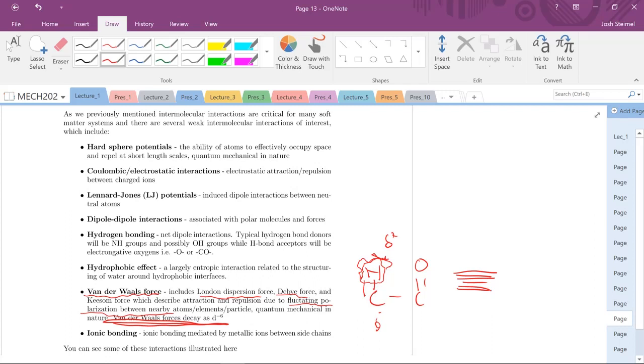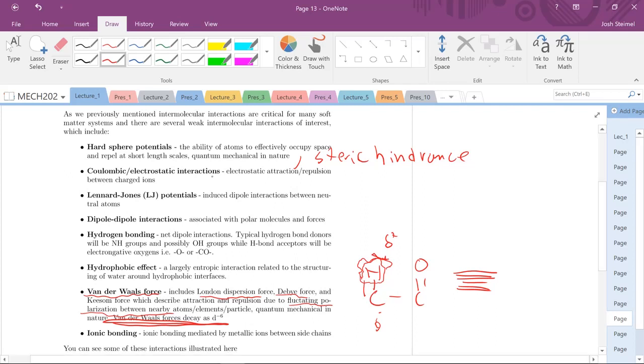Hard sphere potentials, again, repel at short distances. You can think of this as steric hindrance. So there are interactions between particles. We don't want to occupy each other's space, so they could repel each other. They're still interacting.